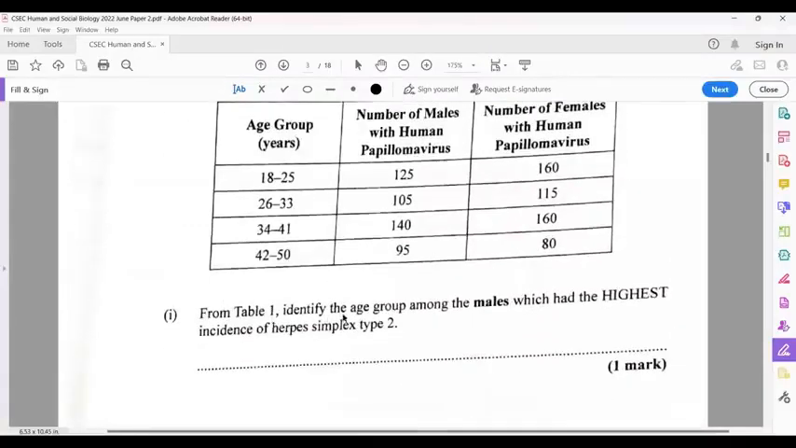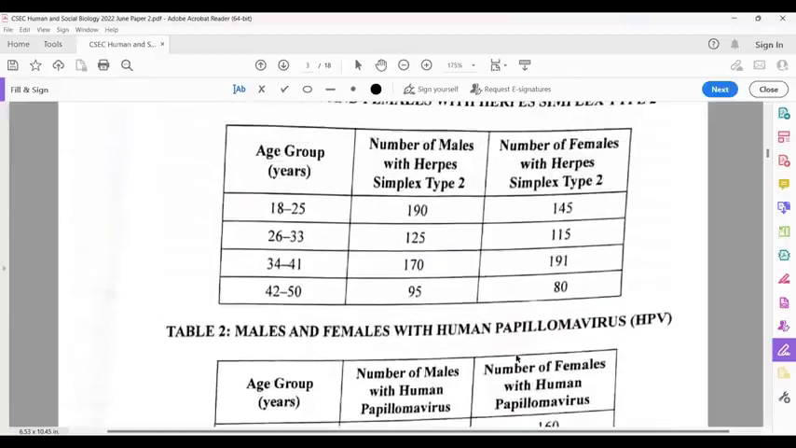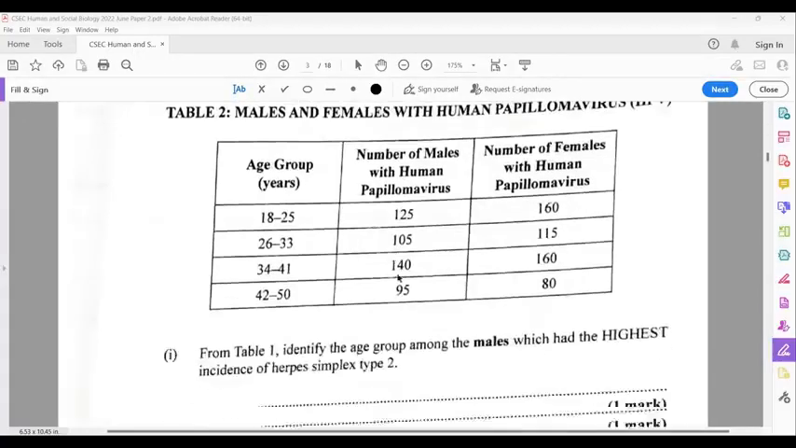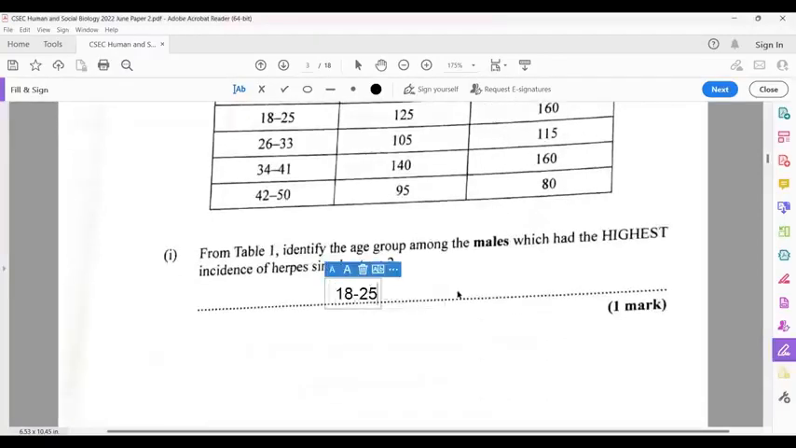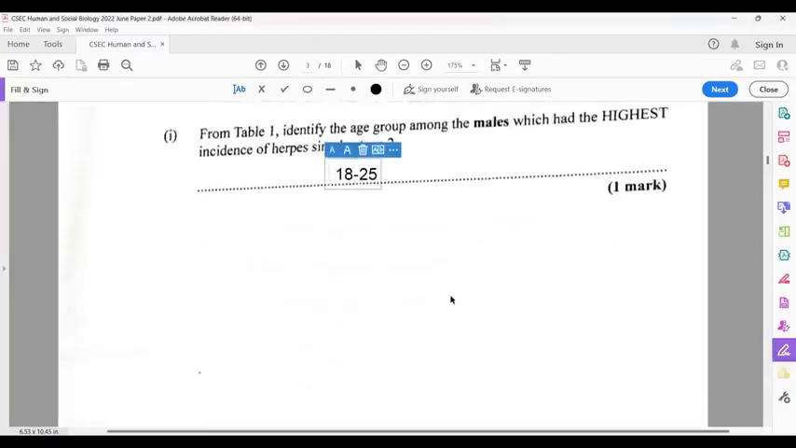From Table 1, identify the age group among the males which had the HIGHEST, notice highest in capital letters. They don't want you deviating from this, incidence of herpes simplex type 2. They tell you go to Table 1 for this. And we're looking at Table 1. They're asking for males, so we could ignore the females part, and we just look for the highest number. And we say what group is that? So that is age group 18 to 25. So we write that. It's just 1 mark. And we move on.